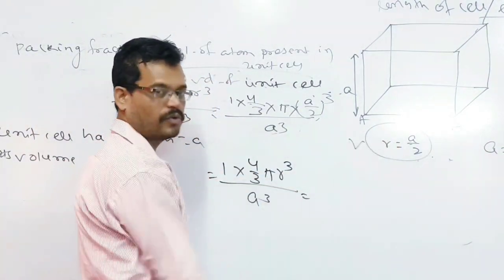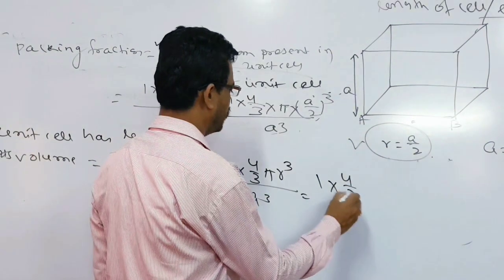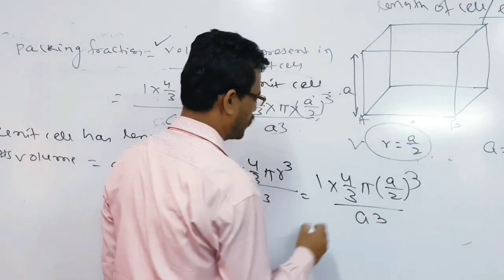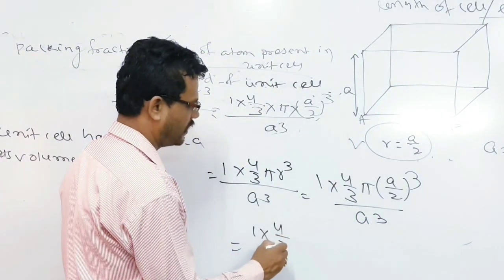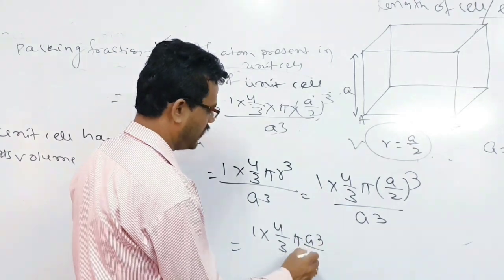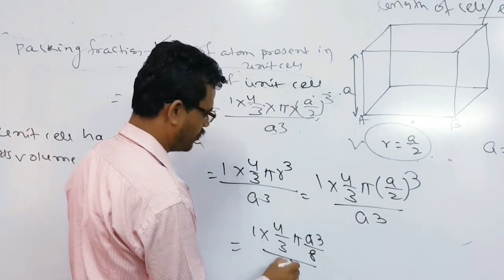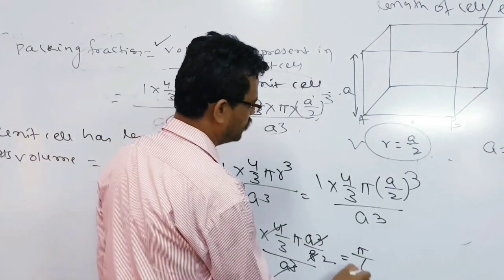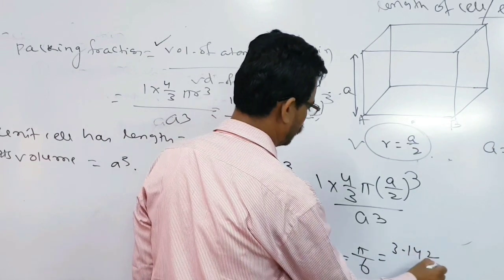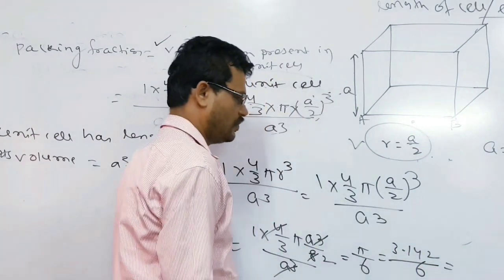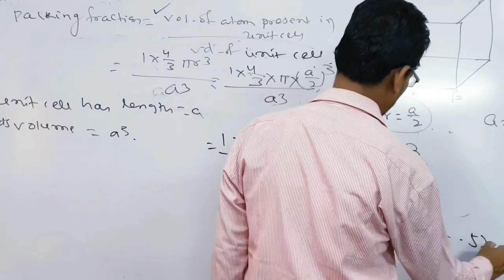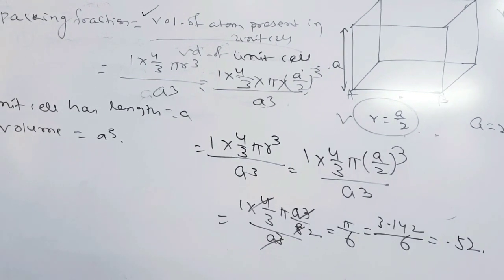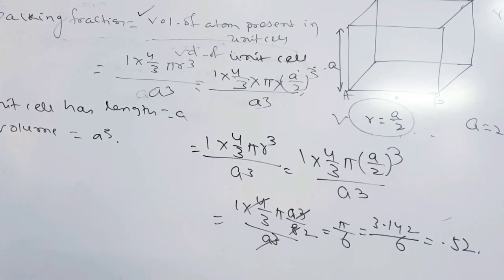So in place of r we put a by 2. So 1 into 4 by 3 pi, a by 2 cube, by a cube. So 1 into 4 by 3 pi a cube by 8, by a cube. The a cube cancels, so we get pi by 6, or 3.142 by 6, which is equal to 0.52. So we see that the packing fraction of this simple cubic structure is 0.52.